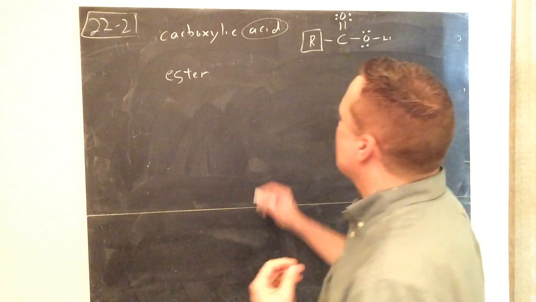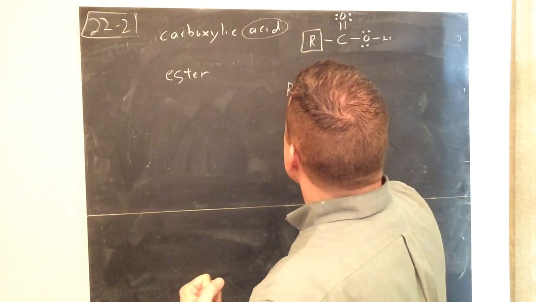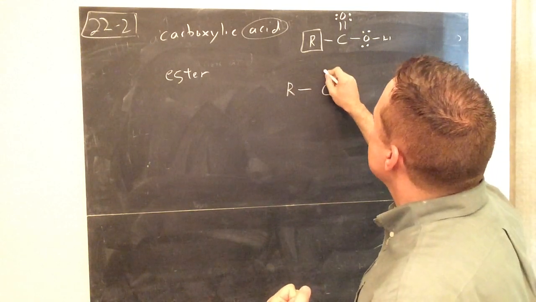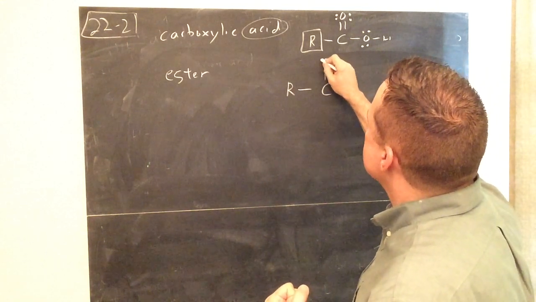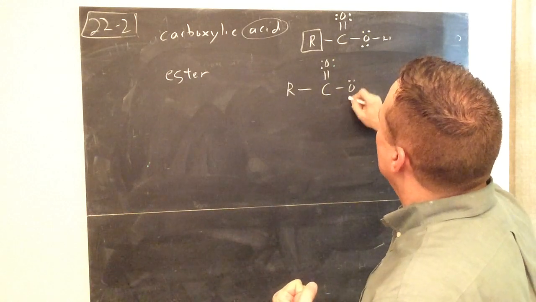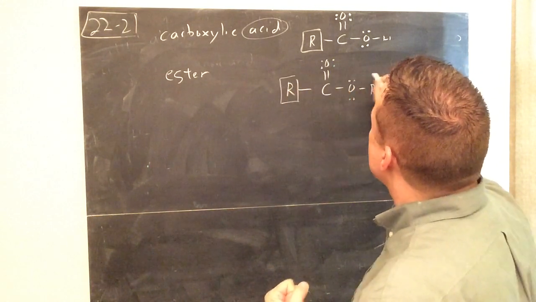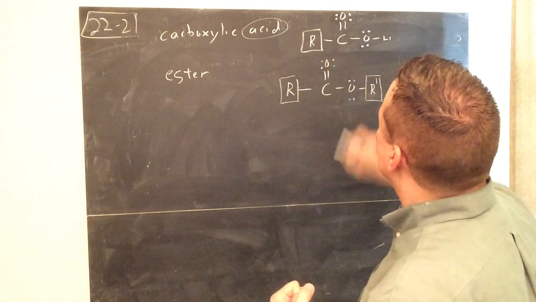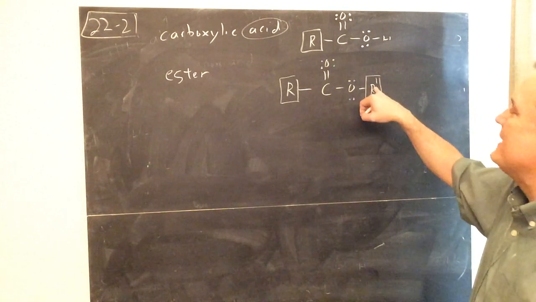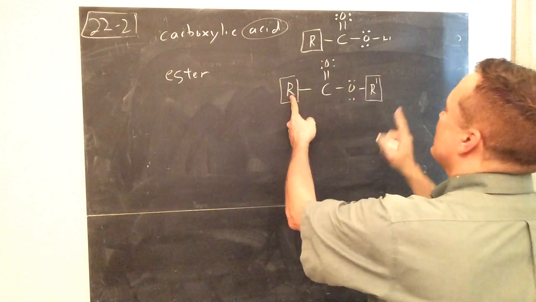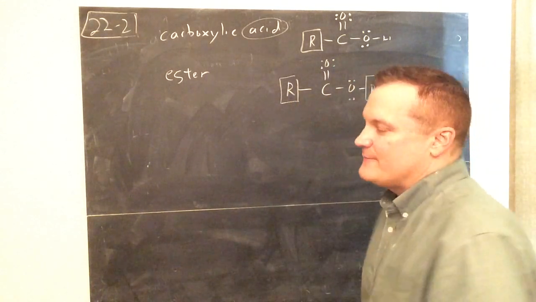Here is the formula for an ester. You have R, then you have CO, another O, and another R. Sometimes they'll put R and then R with a little prime mark there. What it means is, in an ester, you join together two different organic compounds.